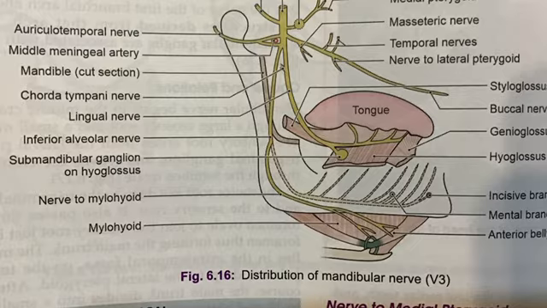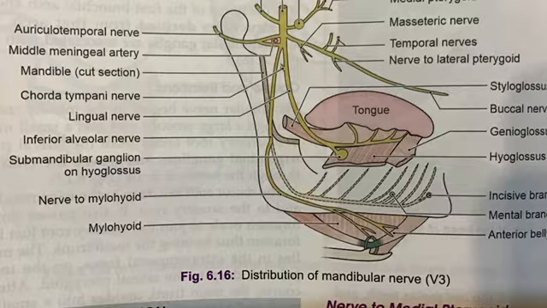This is the distribution of the mandibular nerve, the third division of the trigeminal nerve, that is mandibular. It divides into two main branches. One is lingual nerve and another is inferior alveolar nerve. And there is one more called chorda tympani.